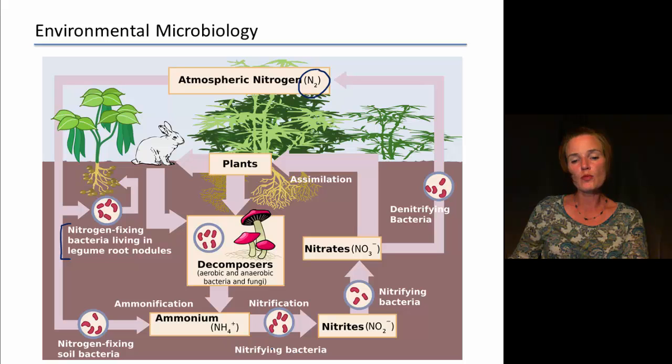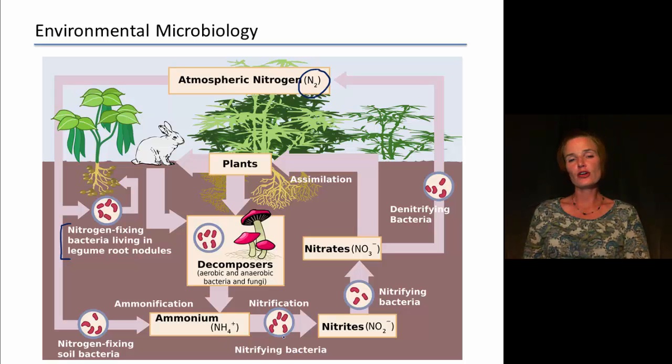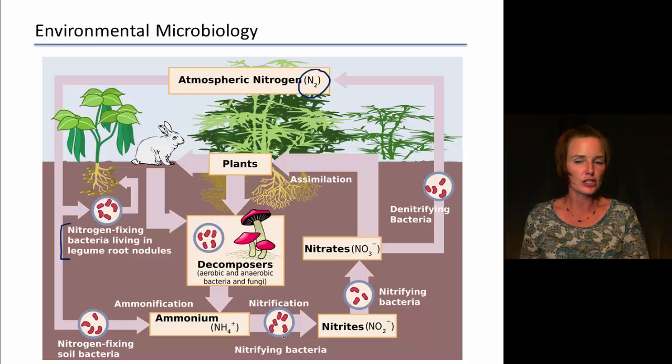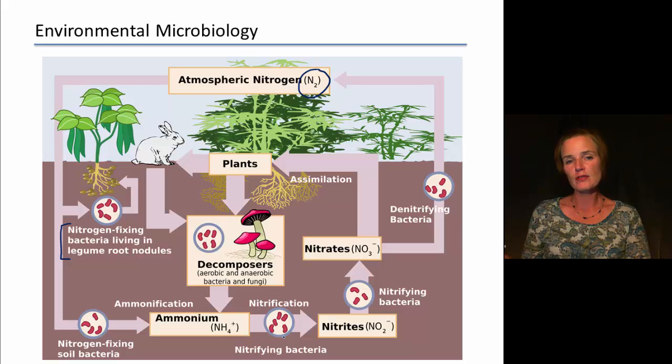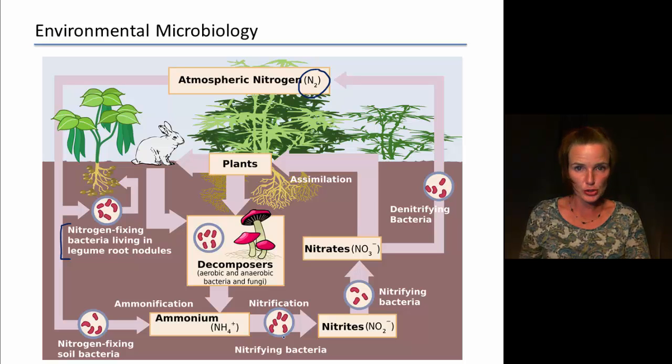And then we have what we call nitrifying bacteria that are able to take the ammonium and convert it into other forms, such as nitrites and then also nitrates. And again, these are very usable forms of nitrogen that a variety of different organisms are going to be able to use.